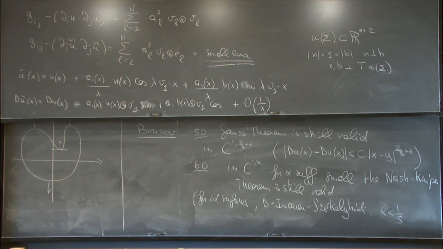Okay, so now you see some interesting analogy between the Euler equations and the isometric embedding problem. What I told you last time is that if you have an L infinity solution, you might have solutions which do not conserve the energy.